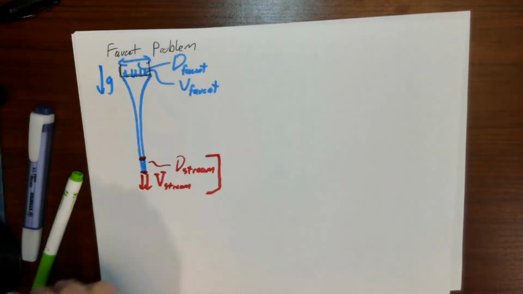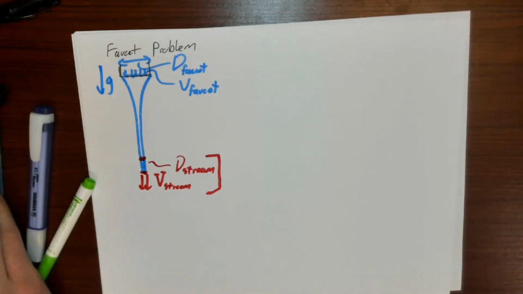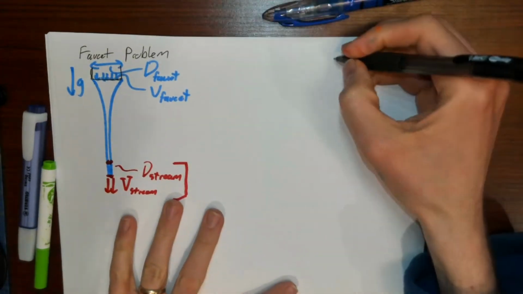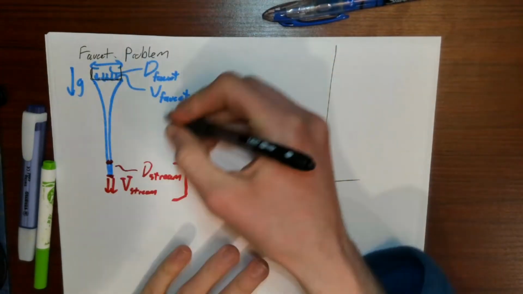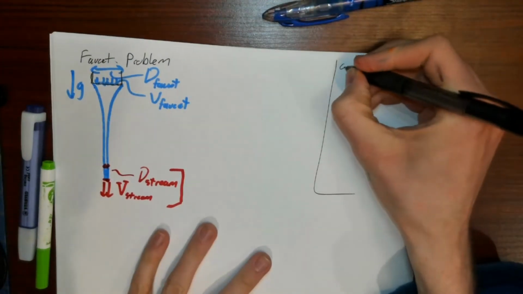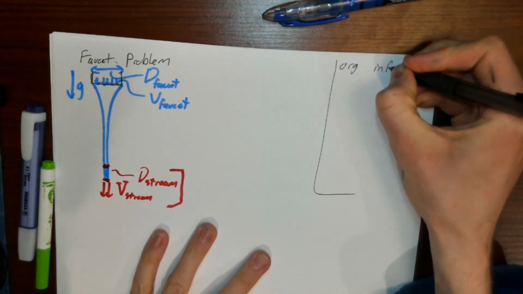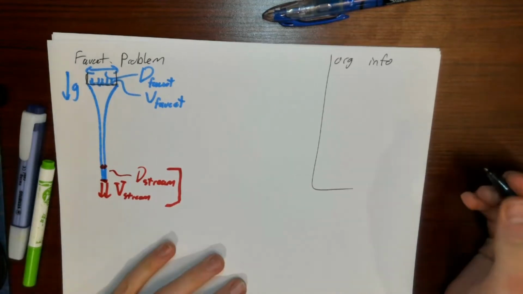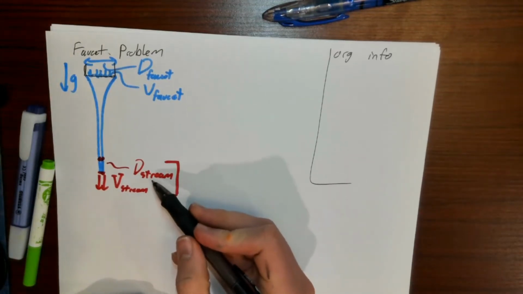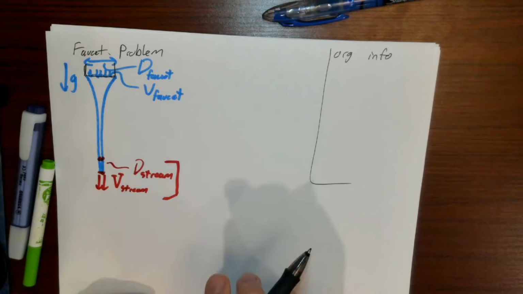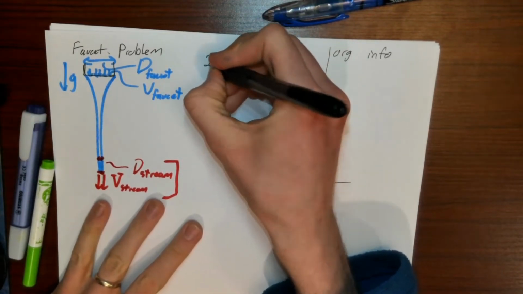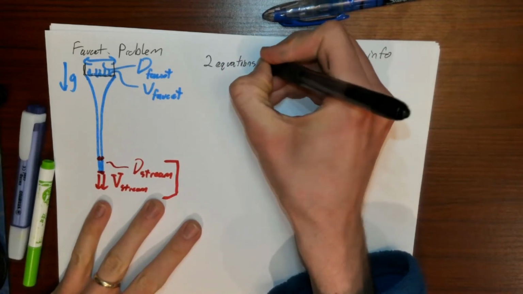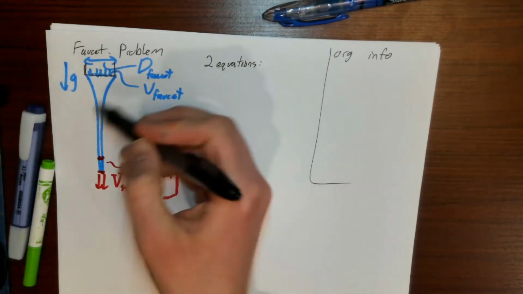So let's square away this faucet problem. What's going to be our problem solving strategy? Well, we've already organized some problem info. So we're going to organize our problem info. In this case, we have two unknowns, so we're going to need two equations. So take a moment now and think about what equations might be useful to relate some of this stuff.